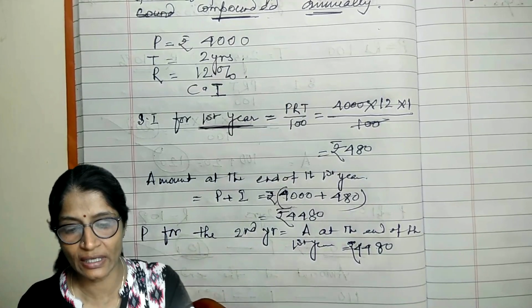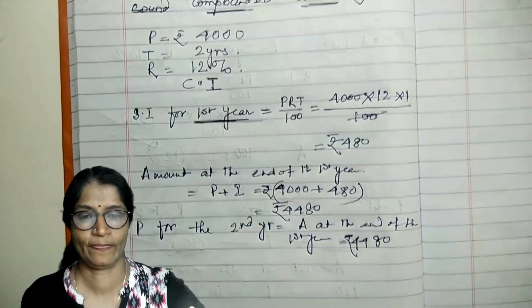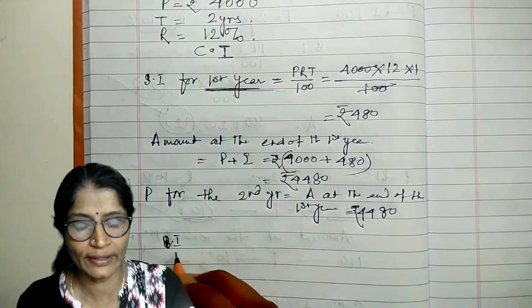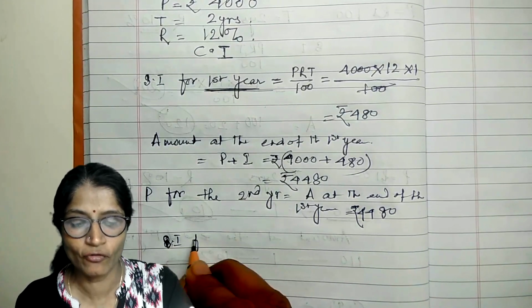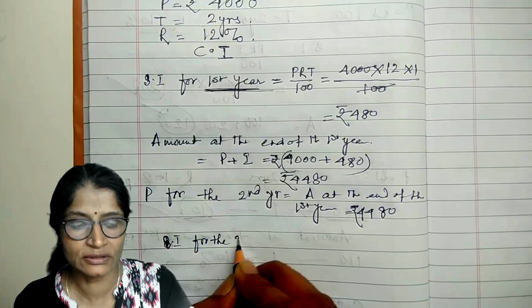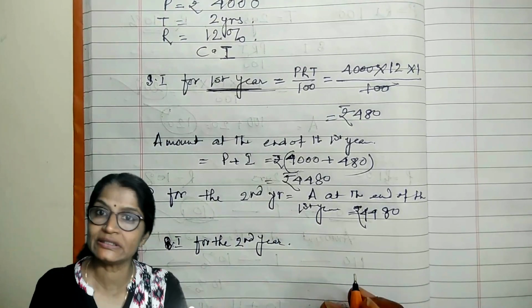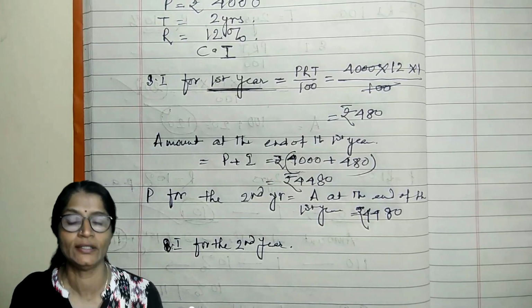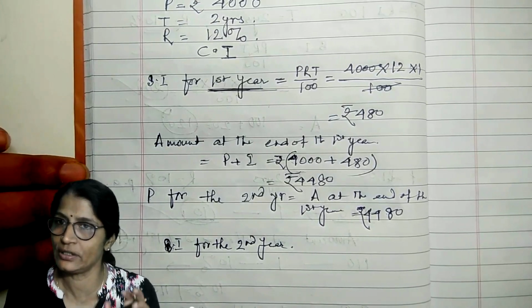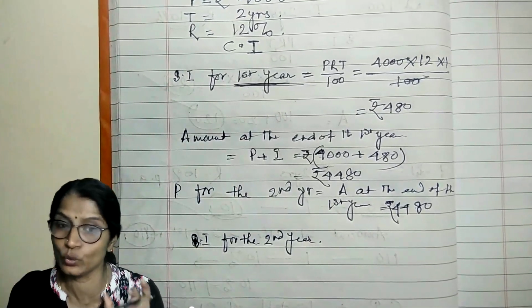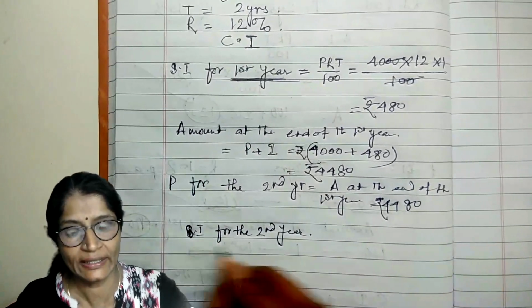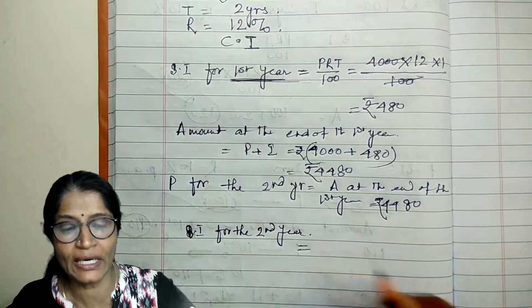So SI, you don't write SI, you write I for the second year. Again it is for the second year, a specific second year. So it means the time duration here is 1 year only, not 2 years, 1 year. So I for the second year is equal to PRT by 100.